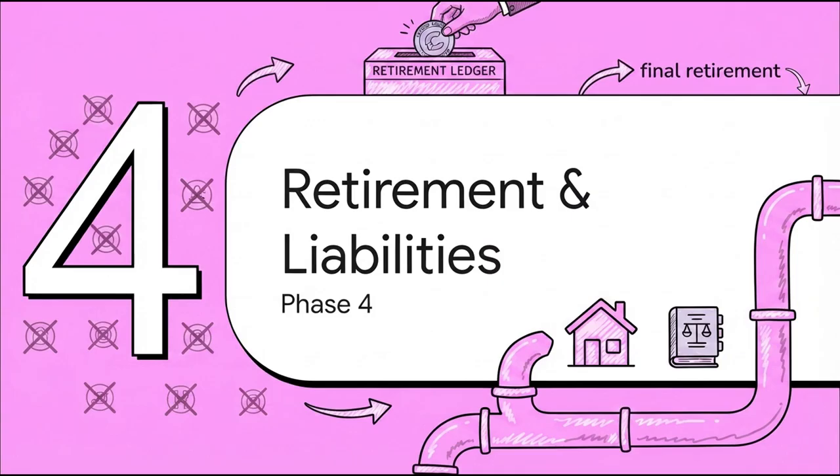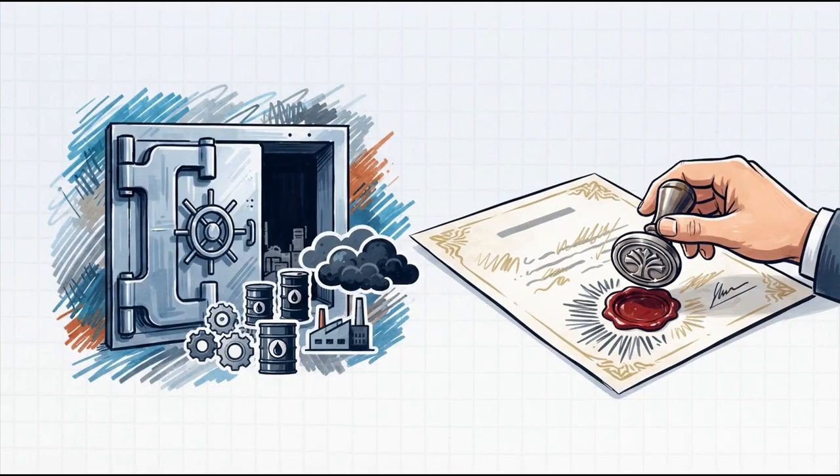That brings us to phase 4, retirement and future liabilities. Now, when a company wants to claim they're carbon neutral, they have to officially retire the credits they've purchased in a registry. This action removes that specific credit supply from the market permanently. It can never be traded again. And this retirement is the fundamental basis for a corporation's public sustainability claims.